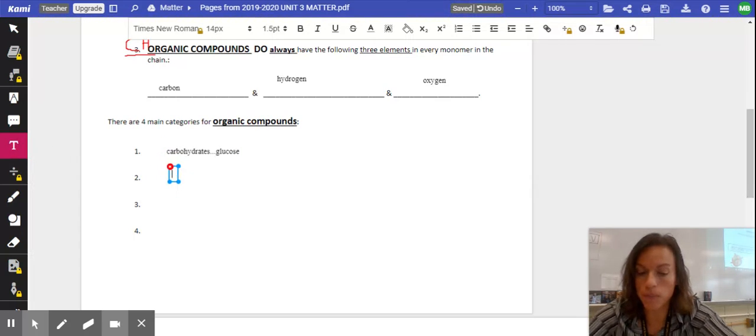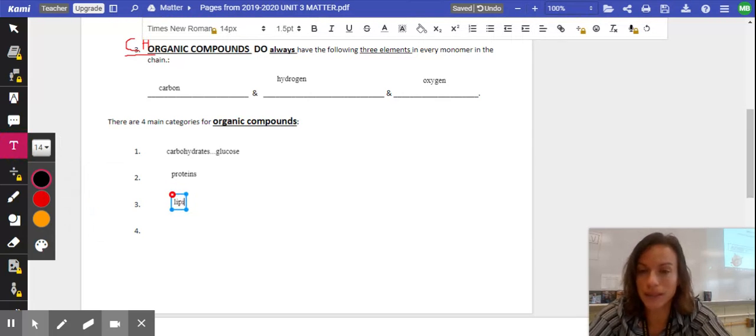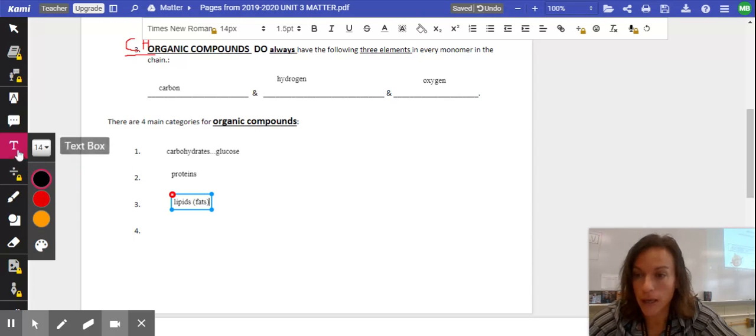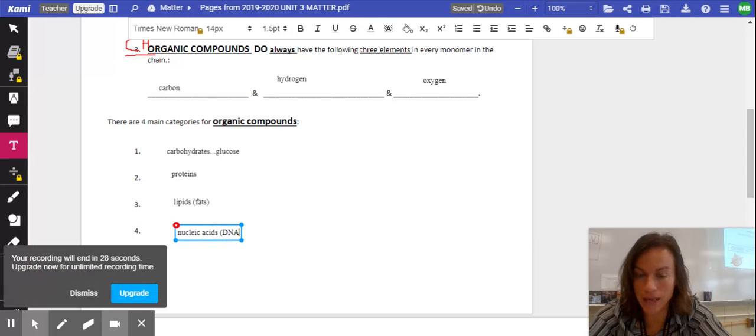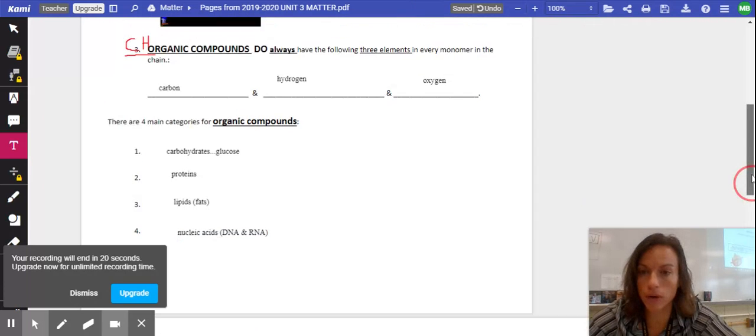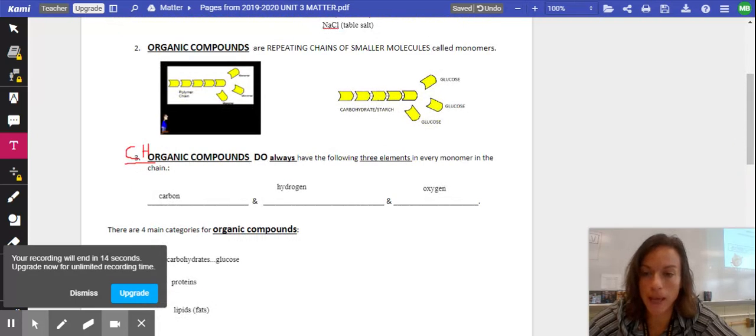Another one would be proteins. We mentioned those before. There's lots of examples of proteins. We'll talk more about them on the next page. And the next one would be lipids, sometimes thought of as fats, okay? Those are also organic. And finally, we have nucleic acids. Okay, those would be things like DNA and RNA. Okay, so this is just a basic overview of inorganic and organic compounds. Please use this to answer the questions and complete your notes on page 1.